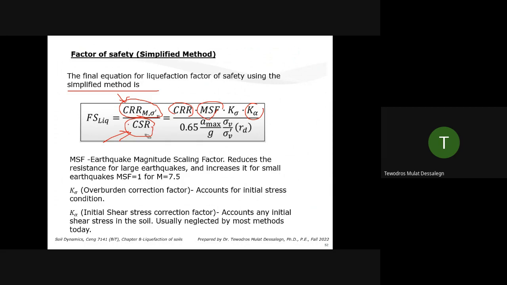And CSR is the same equation that we have seen, with 65% reduction from the peak. They use the max PGA, the max acceleration, normalized with the effective stress, and rd is a reduction factor for soil flexibility.